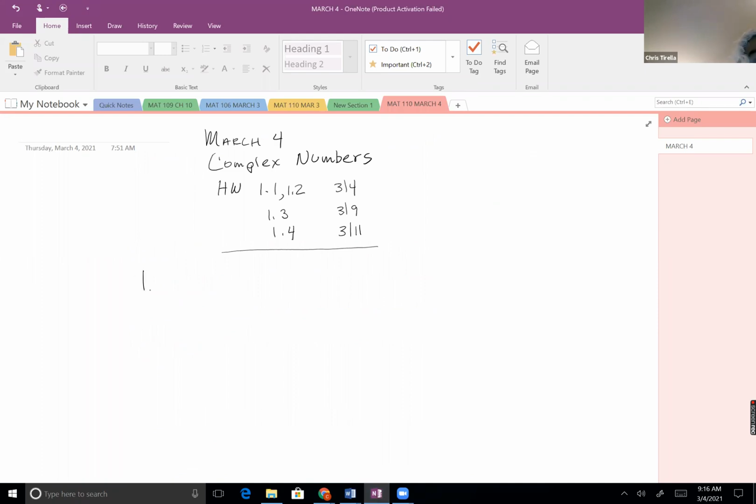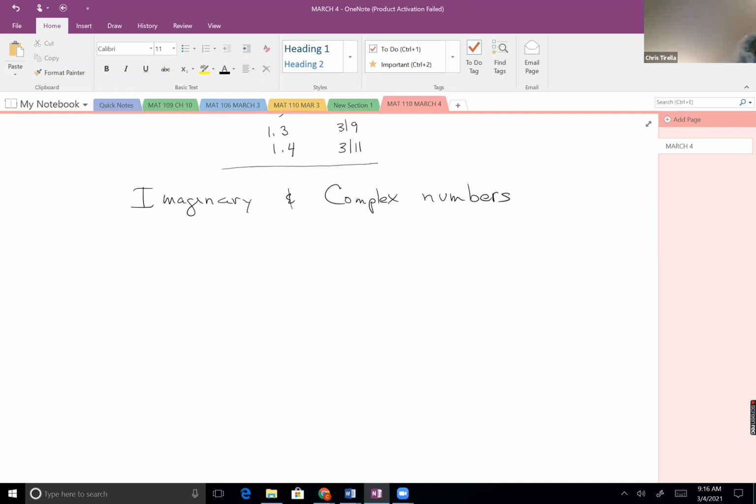So today we're going to introduce the idea of imaginary and complex numbers. And before we define them, let's look at what the need is for them. Before, when we did something like the square root of -4, we said that it does not exist. And it doesn't exist because it's not a real number.